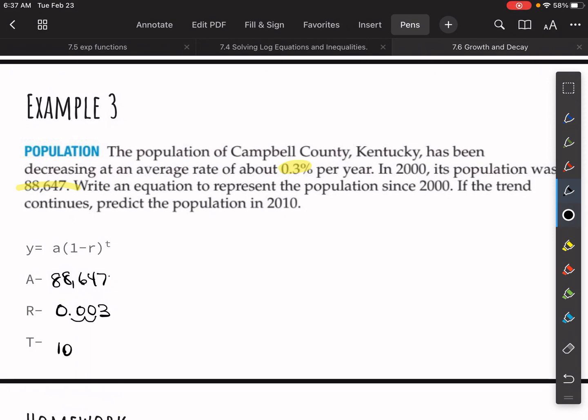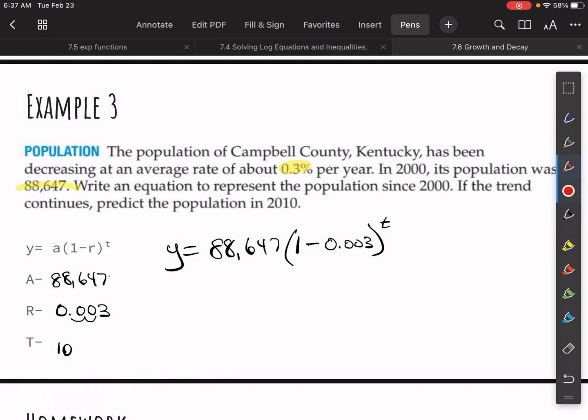And then my time frame here will eventually be 10, but they want us to be able to use this for any year, in terms of just t. So the first thing is, let's write our equation. Let's say y is equal to 88,647 times (1 minus 0.003), all to the t power.